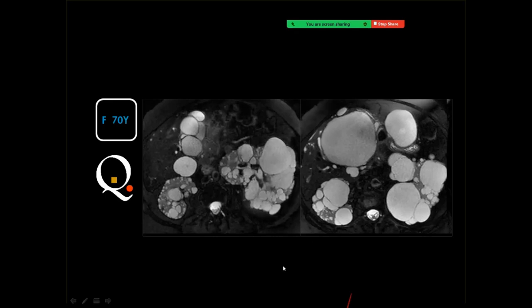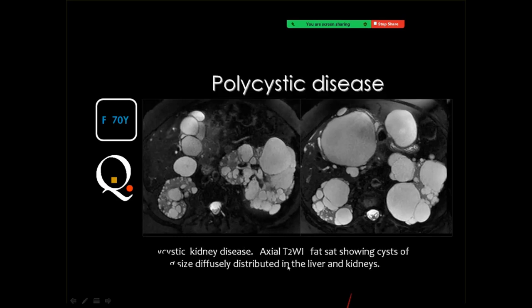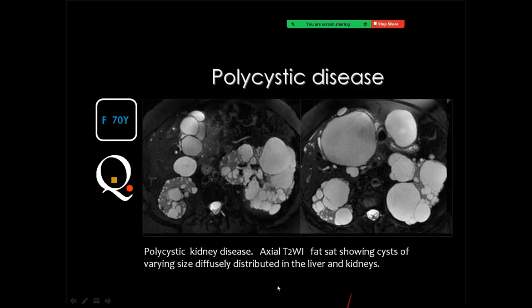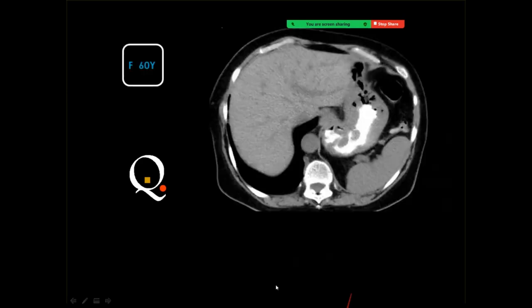Yes, and this is polycystic disease of the liver and the kidneys. Many cystic lesions in the liver and many cystic lesions in the kidneys. This is polycystic disease of the liver and kidneys. Next case.